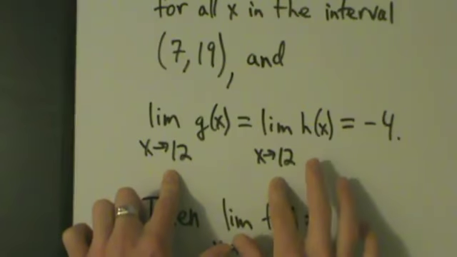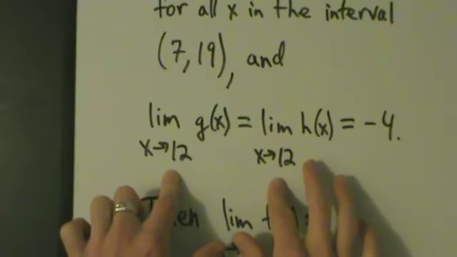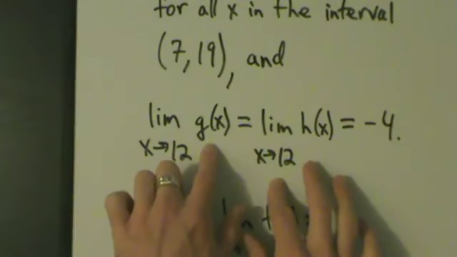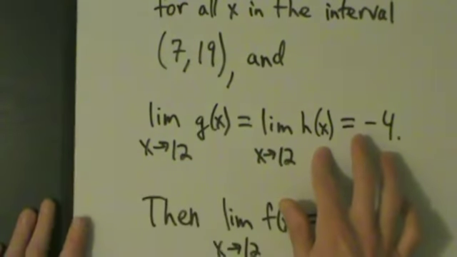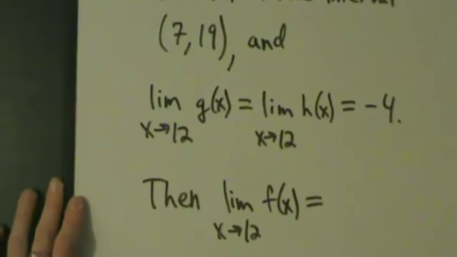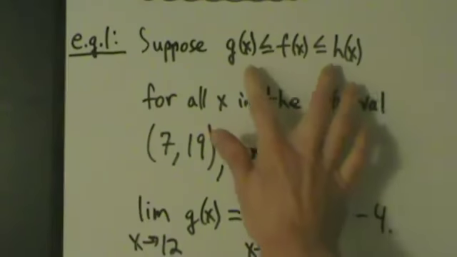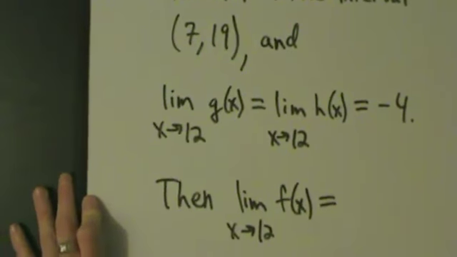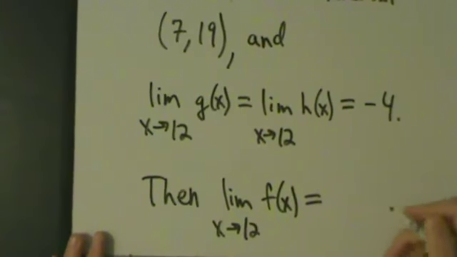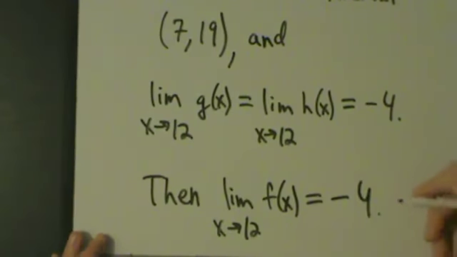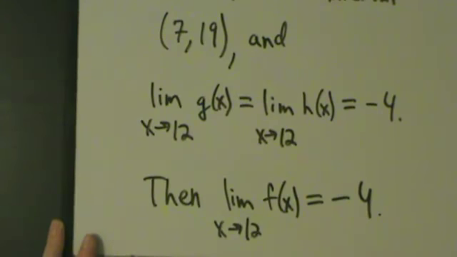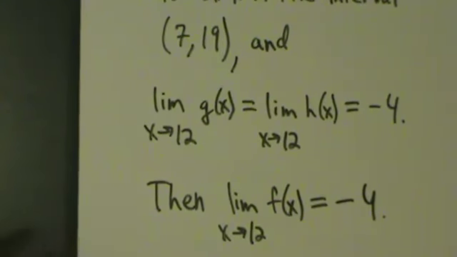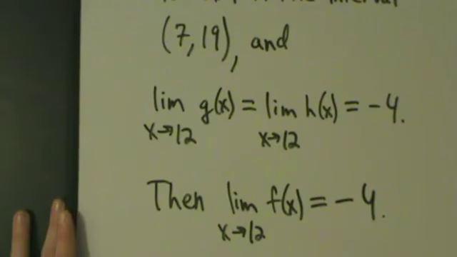12 is between 7 and 19, so the limit as x goes to 12 of g of x and the limit as x goes to 12 of h of x, those are the same thing, and because they're the same thing, and because f is squeezed between g and h, then this limit, automatically we can just say it has to be the same thing. So this is just a direct application of the squeeze theorem. Nothing really crazy or exciting or interesting happening here, but it's good to see this.